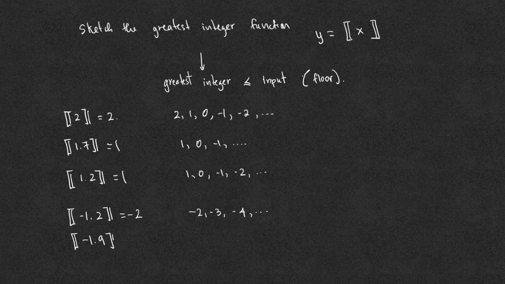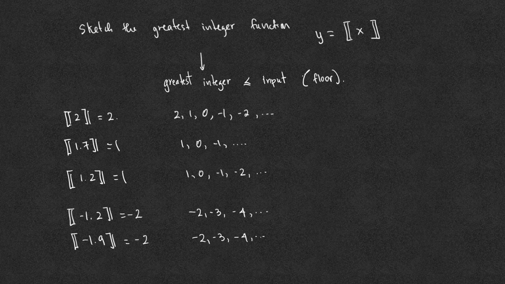What about -1.9? If we plugged in -1.9 into the greatest integer function, then the integers that are less than -1.9, again on the left-hand side of -1.9, are -2, -3, -4, and so on. And out of all of these negative integers, the greatest of them all is -2.